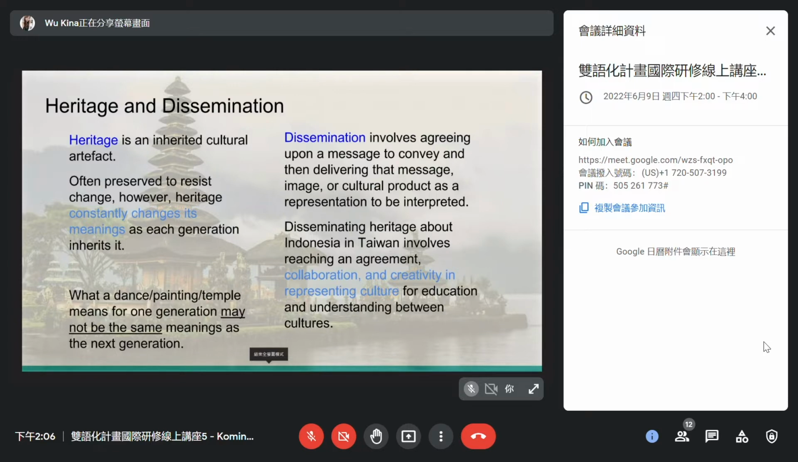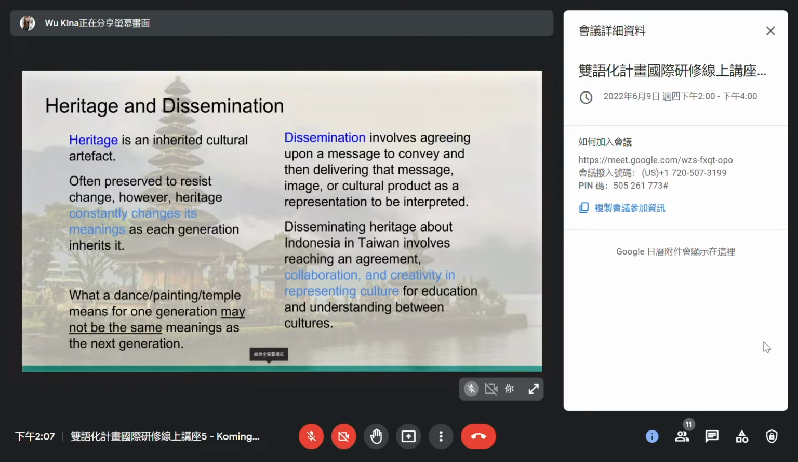So heritage is an inherited cultural artifact, or a natural object, and it's often preserved to resist change. However, heritage constantly changes its meaning as each generation inherits it. For example, like me, I learned dancing, singing, and music from my mother and my family. But I will not change it too much. I will still use what I have learned. So, for example, what a dance, painting, or temple means for one generation may not be the same meaning for the next generation. So that is heritage.